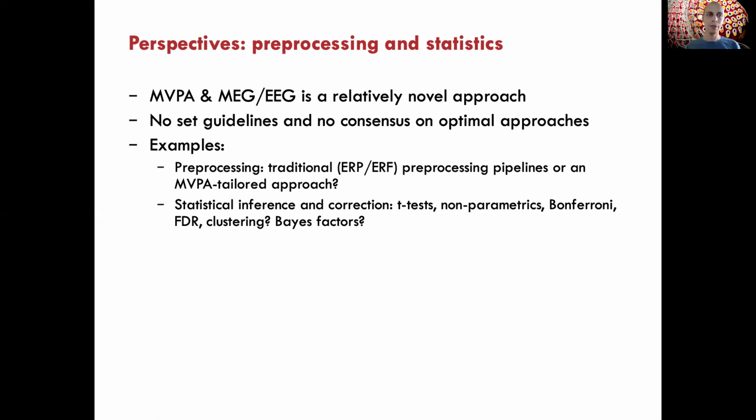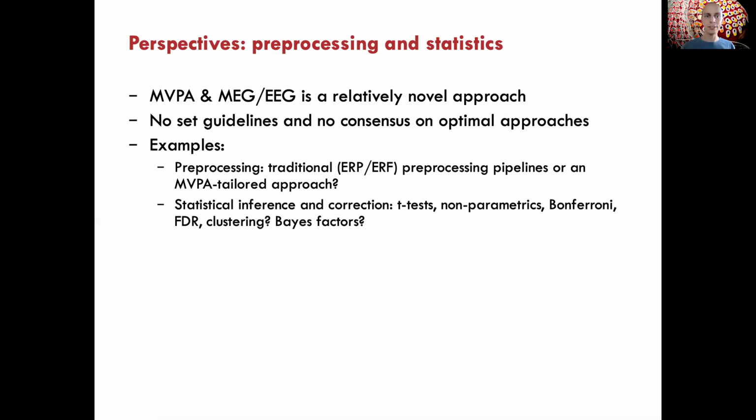So hopefully in the future we get a little bit more consensus on what is a good default method on this. Some examples of this are that there's many different labs that have different traditional pre-processing pipelines, and they often borrow the same pipelines for their MVPA approaches. But maybe there's actually an optimal MVPA approach, or maybe some of these traditional pre-processing pipelines actually do not work as well for MVPA. And there's a couple of examples in the literature of why they might not work.